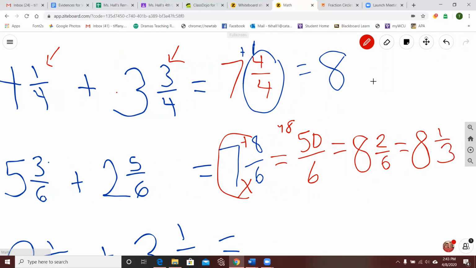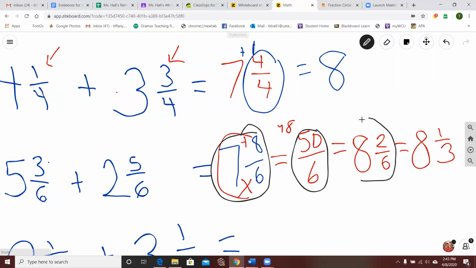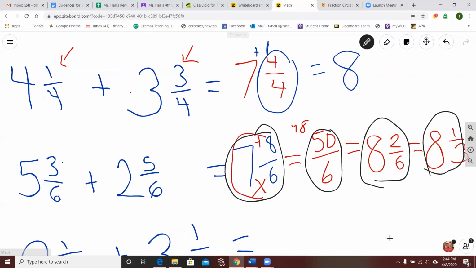So your answer could actually be 50 over 6. Technically, it could be 7 and 8 over 6. It could be 8 2/6. It could be 8 1/3. It just depends on whether the question is reducing it down, whether they want it as an improper, or whether they want it as a mixed number. So you have to look at your directions.